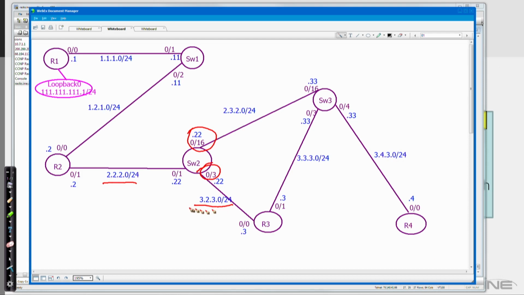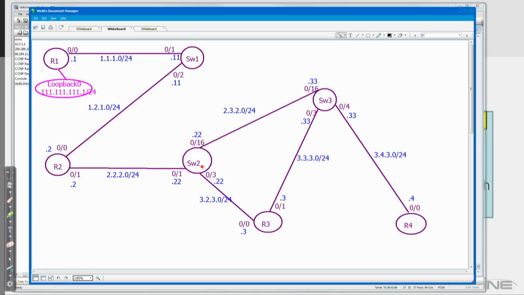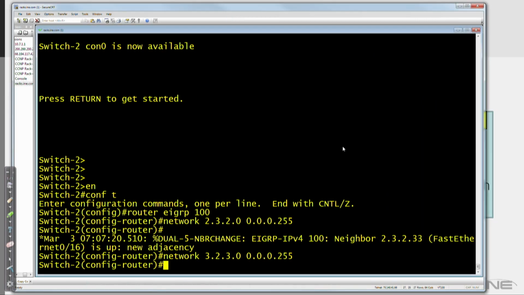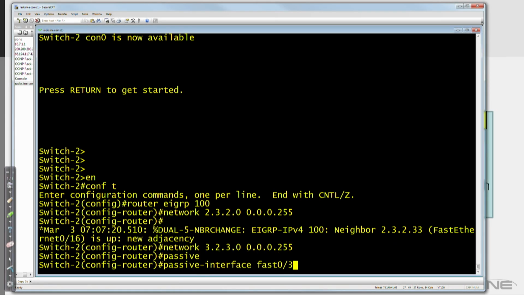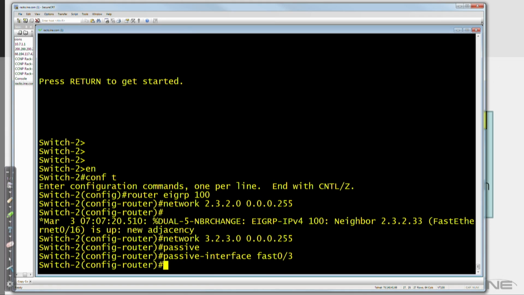But I did want him to tell him about the 323 network. However, I mentioned at the very beginning of this lab, I said I don't want switch 2 and router 3 forming an EIGRP neighborship. I want to include this network, but I don't want them talking to each other. So do you remember what I can do in switch 2 to say, hey, it's okay to advertise that network, but don't send any EIGRP hellos out FastEthernet 0/3? That was the passive-interface command. Passive-interface FastEthernet 0/3.